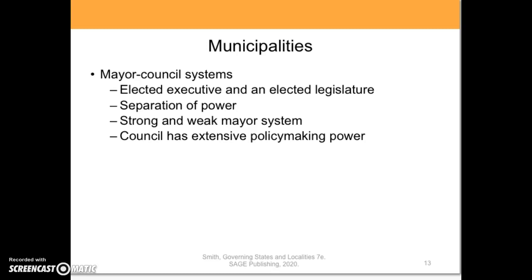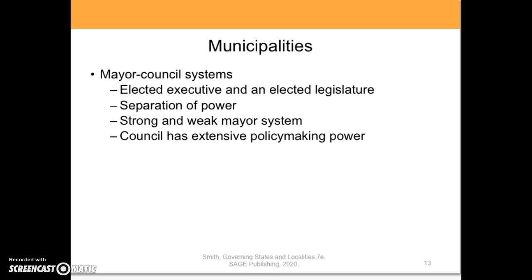In some cases, there's a separation of power between the elected executive, the mayor, and the elected legislature, the city council or council members, or however your community refers to them. There is a strong and weak mayor system, and there's the extensive policy-making power associated with city councils. All right, so let's talk about the strong and weak mayor system.